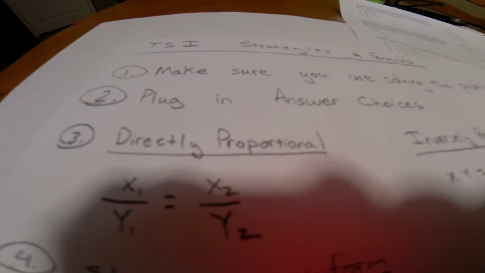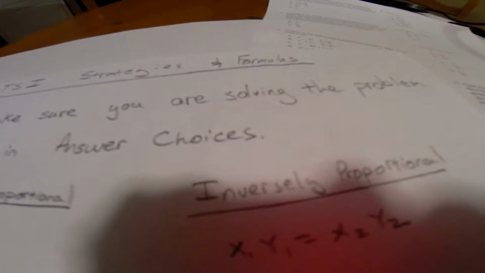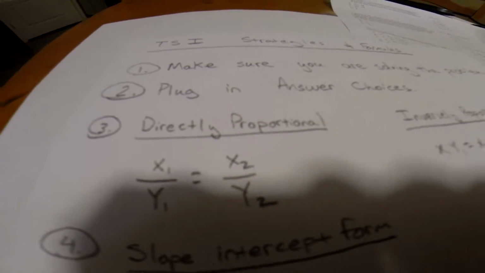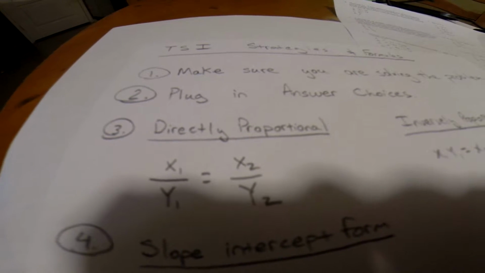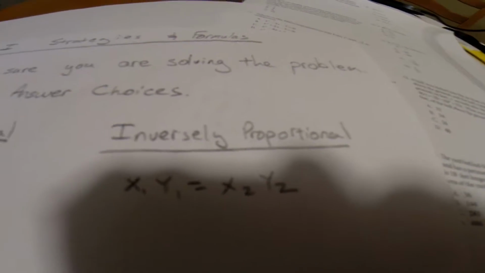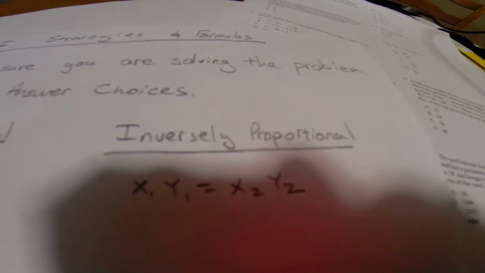The next strategy was for question 2, and this was the question talking about being directly proportional. I talked about several different formulas, but this is the one that I thought was best: x1 over y1 equals x2 over y2. And then I also want to stress that if it's inversely proportional, it's x1 y1 equals x2 y2, or you multiply them together.